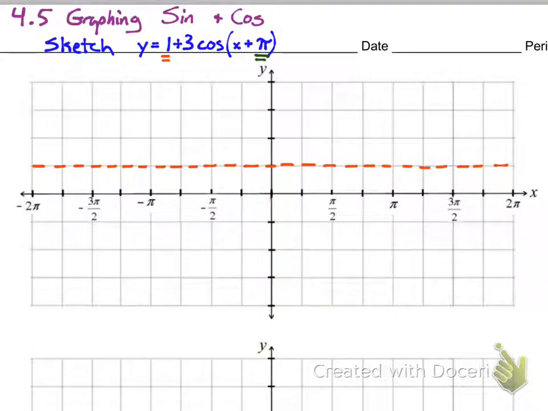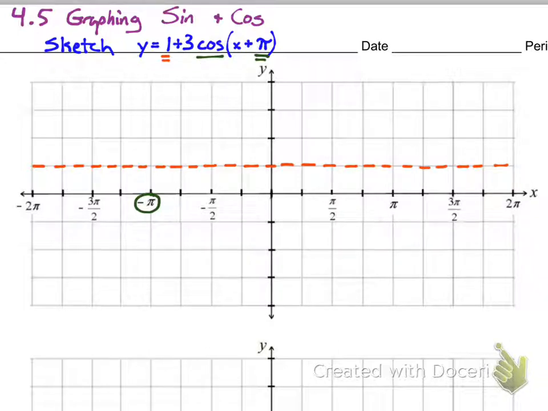Notice the next thing I look at is this plus pi here. That is the phase shift, and so I know that, remember, the graph is going to move the opposite direction of what you think, and if you remember the formula, it's actually minus d. So plus pi means it moves left pi, so I know that that negative pi is where I'm going to start. Before I draw a point, though, I need to look and see, is this cosine or sine?